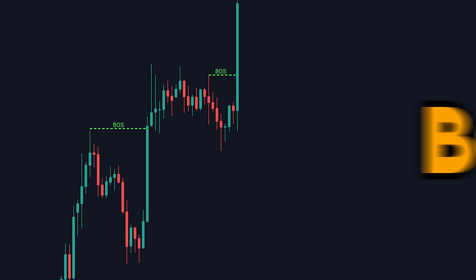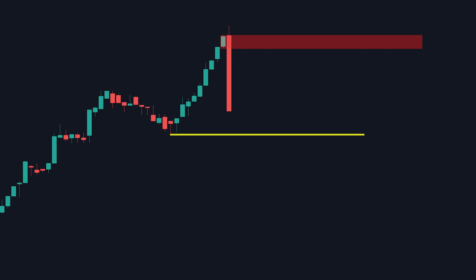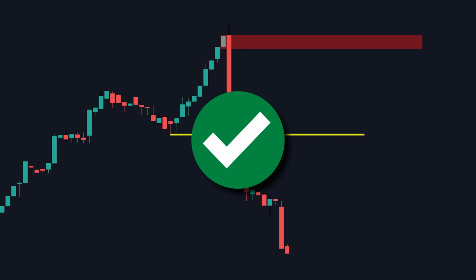So this is how to decipher a valid zone from an invalid zone. A valid zone will have a break of structure. So here we have an aggressive downwards move. So we follow the steps I told you before and make our supply zone. Next, we need price to break this structure right here, which it does, which means this zone is now validated and we can trade based off of it.